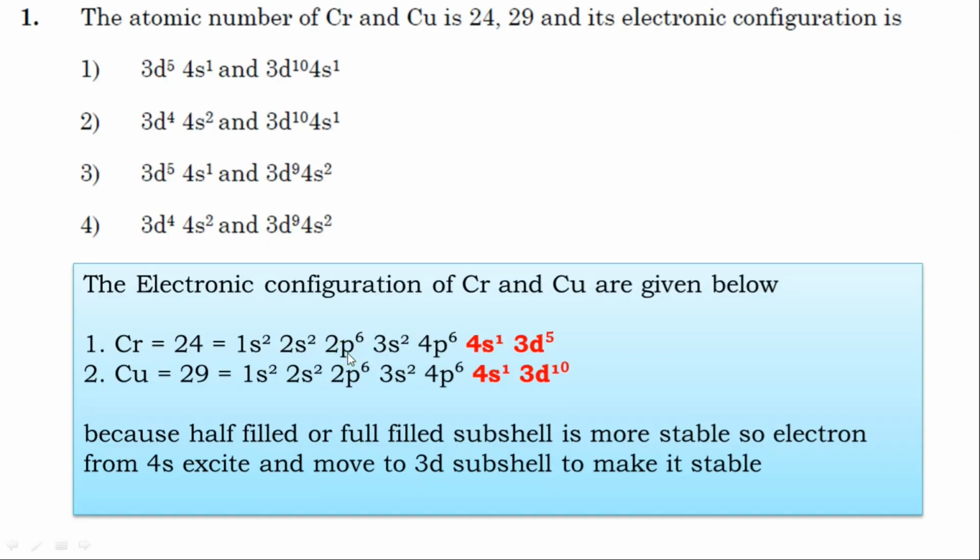First question, the atomic number of chromium and copper is 24 and 29, and its electronic configuration is. Here the electronic configuration of chromium and copper is given, in which one electron from the 4s orbital is shifted to the 3d orbital to give chromium 3d5, which is half filled, and copper 3d10, which is fully filled. Half filled and fully filled subshells are more stable, so the electron from the 4s orbital moves to the 3d subshell to gain stability. So the correct option is 1.